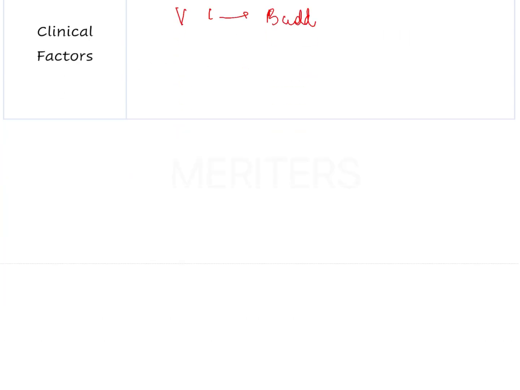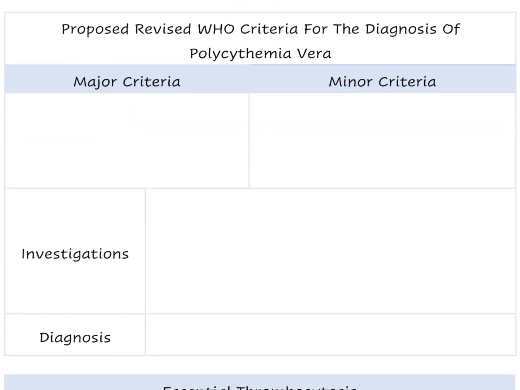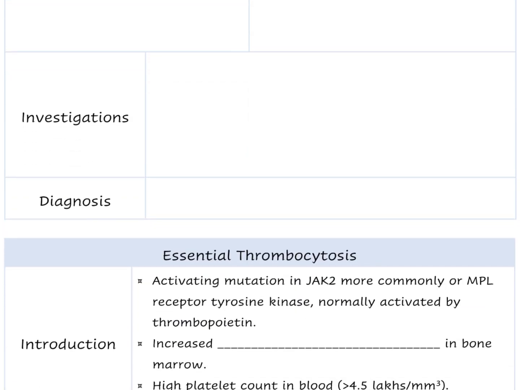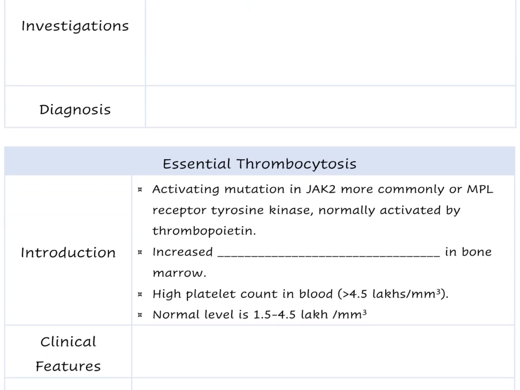The proposed revised WHO classification for polycythemia vera is, again, you have the major and the minor criteria. We've seen all of this. The investigations include elevated hemoglobin, red cell count, increased hematocrit with a decreased level of erythropoietin, increased basophils and normal platelets, hypercellular bone marrow having increased number of erythrocytic, granulocytic and megakaryocytic cells. In the later stages, there is presence of myelofibrosis. The diagnosis is presence of both the major criteria, that is, we had spoken about two major criteria and one minor criteria, or the presence of the first major criteria and two minor criteria.